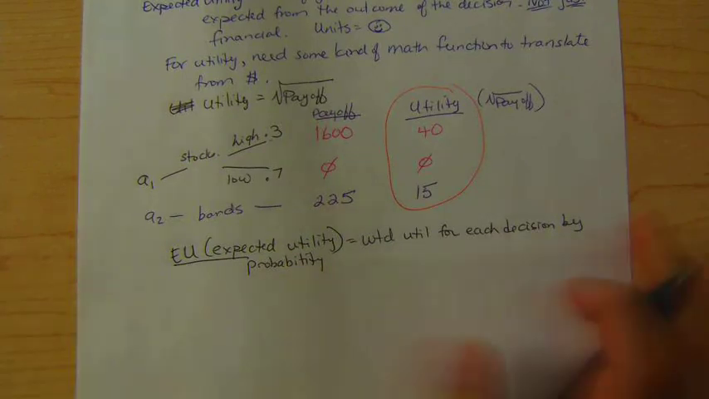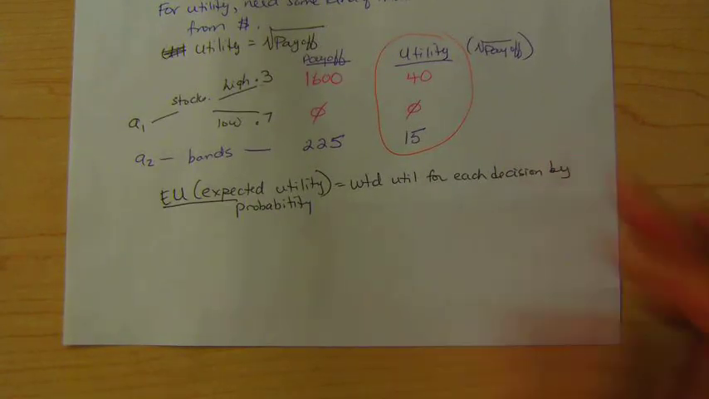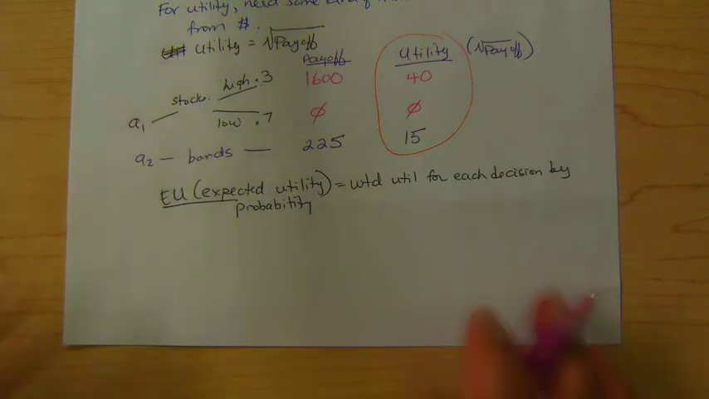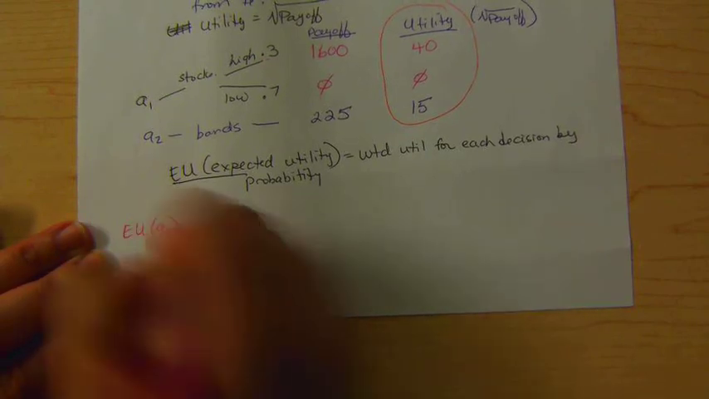So you've calculated this kind of stuff before. You calculate it every time you try and find your GPA or your final course grade by the weightings of what each piece is worth. So let's do the expected utility of buying the stocks.